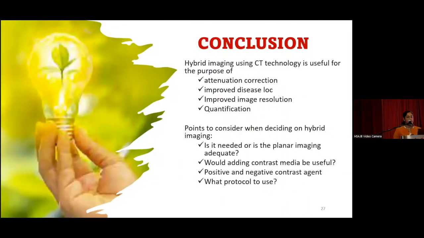So in conclusion, hybrid imaging using CT technology helps in attenuation correction, improved disease localization, improved image resolution, and can help in quantification of a pathology. And points to be considered when we decide to use CT hybrid imaging with our functional imaging is: is there a need to actually add on this, or just leave it at the planar imaging? We still have a choice.